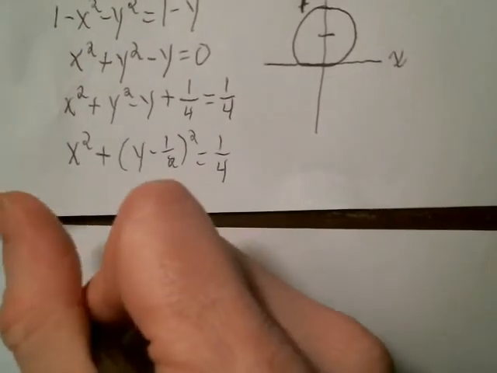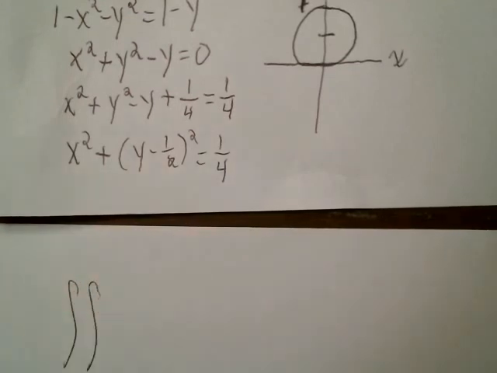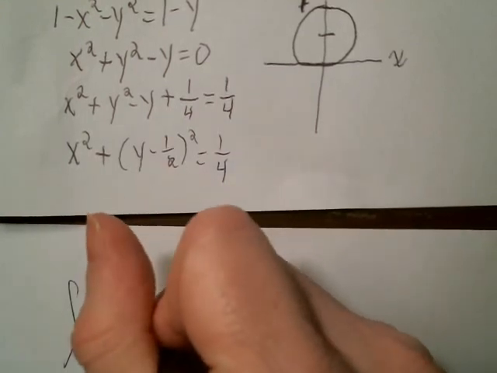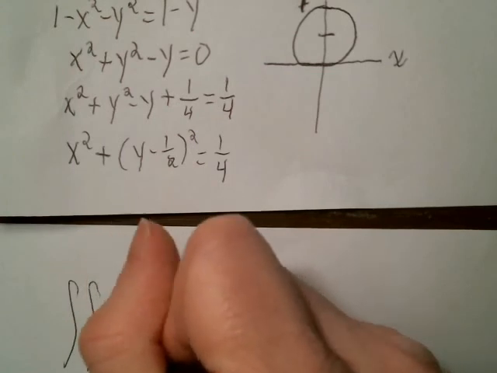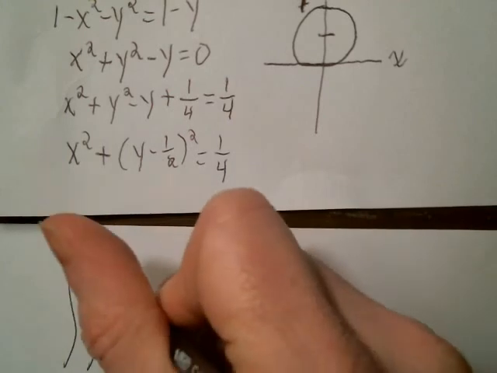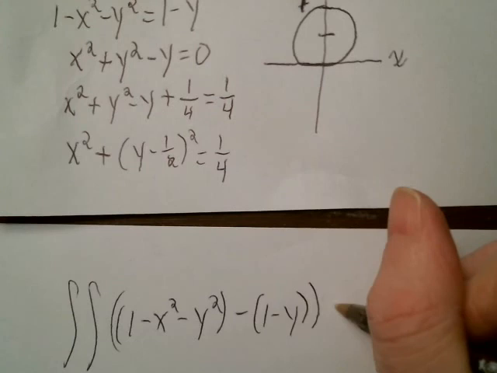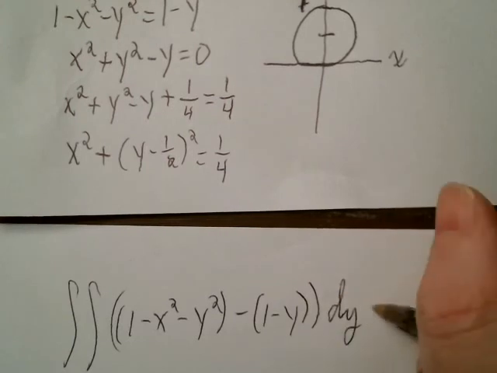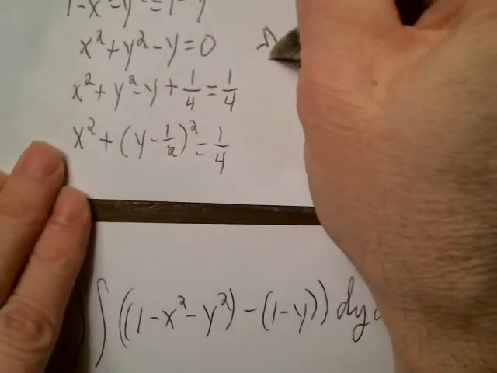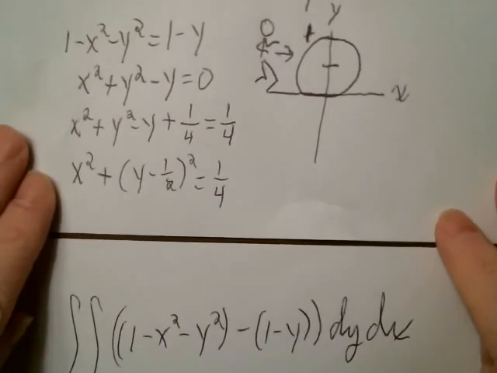Okay, so I have to set up my integrals. So I'll have the integral of the difference of the two surfaces. So the first surface on top, 1 minus x squared minus y squared, and then minus the surface on the bottom, which is 1 minus y. And then I'm going to do the traditional ordering dy dx. Okay? So my Riemann man is oriented like this and going over that region.